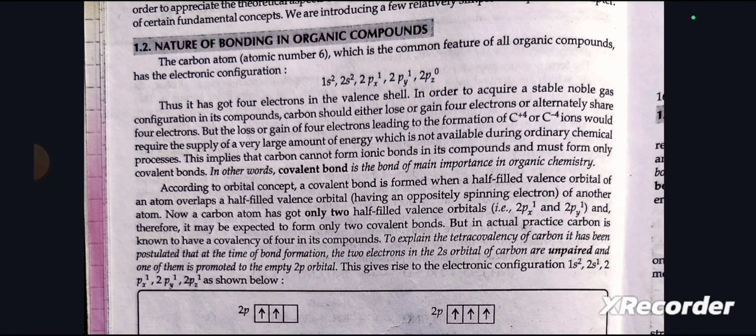In order to acquire a stable noble gas configuration in its compounds, carbon should either lose or gain 4 electrons or alternately share 4 electrons. But the loss or gain of 4 electrons, leading to the formation of C4+ or C4- ions, would require the supply of a very large amount of energy, which is not possible during ordinary chemical processes. This implies that carbon cannot form ionic bonds in its compounds and must form only covalent bonds. In other words, covalent bond is the bond of main importance in organic chemistry.